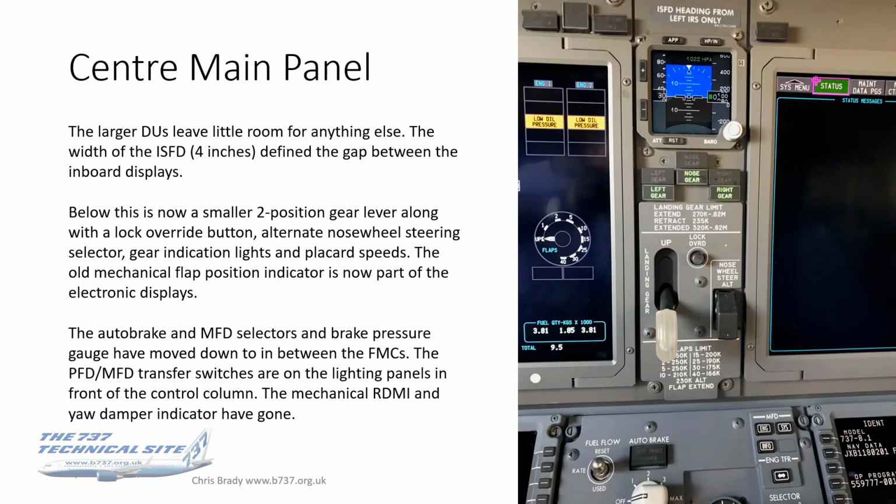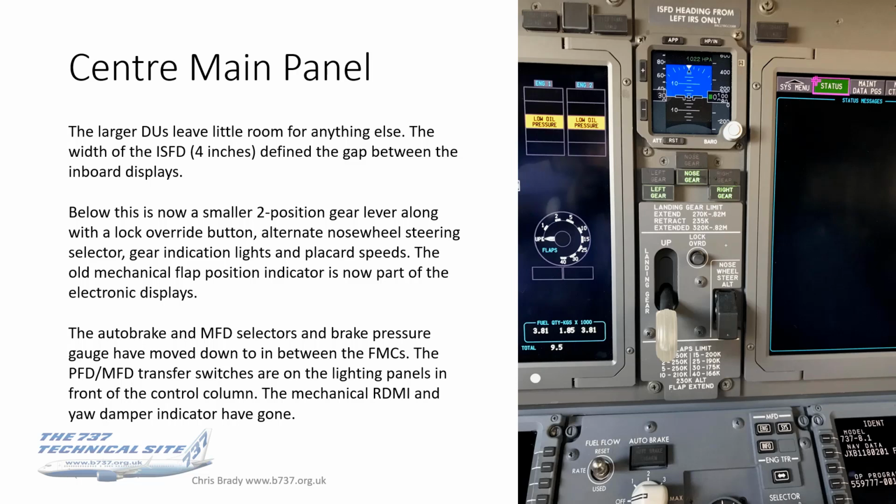So the center main panel is here, a shadow of its former self. The size of that was defined by the width of the ISFD, which is 4 inches, and from that everything else kind of followed, including the width and the layout of the landing gear panel. So you've got that smaller 2-position gear lever there.